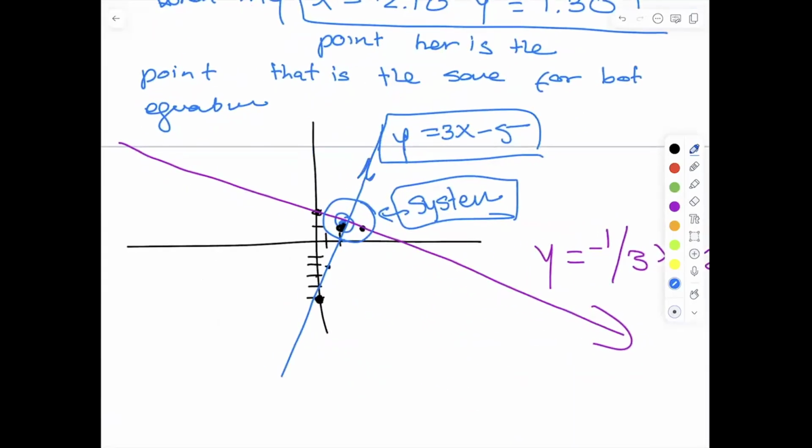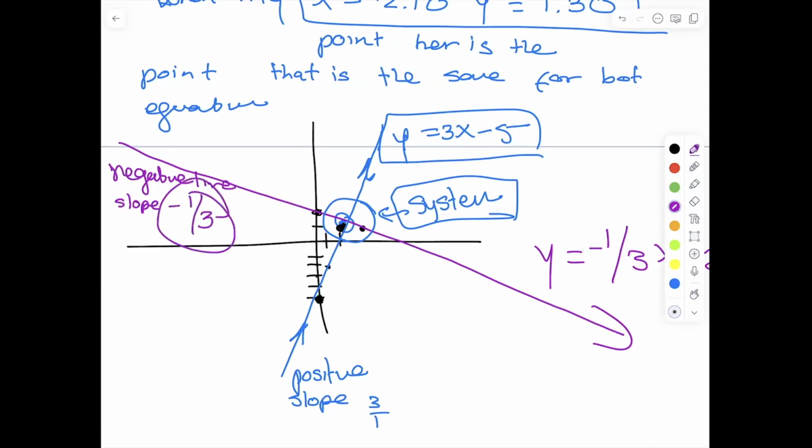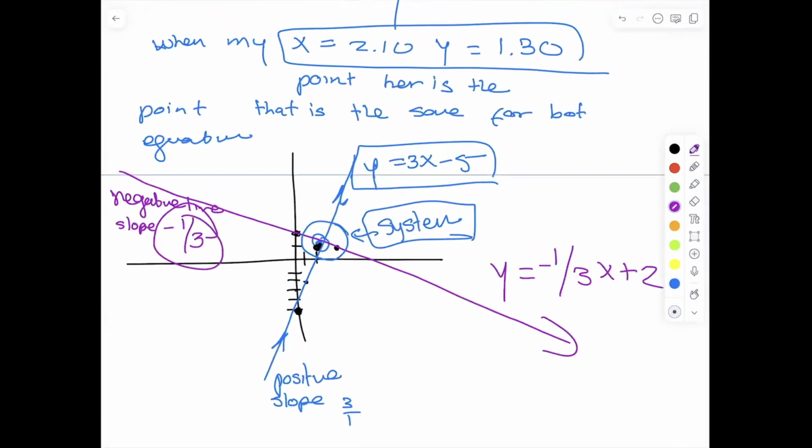This is a positive line because it has a slope of 3 over 1. And this is a negative line that has a slope of -1/3. Now, isn't that interesting? It's pretty cool. So these are systems of linear equations.